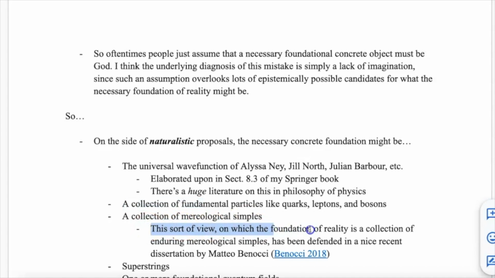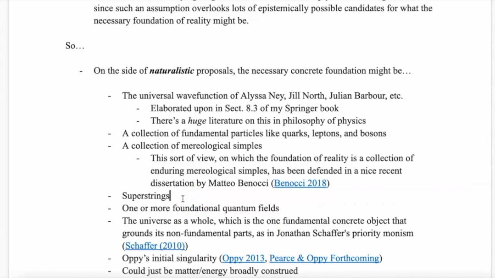This sort of view, on which the foundation of reality is a collection of enduring mereological simples, has been defended in a nice recent dissertation by Matteo Bonocci. The necessary concrete foundation might be superstrings. It might be one or more foundational quantum fields. It might be the universe as a whole, which may be the one fundamental concrete object that grounds its non-fundamental parts, as in Jonathan Schaffer's Priority Monism.